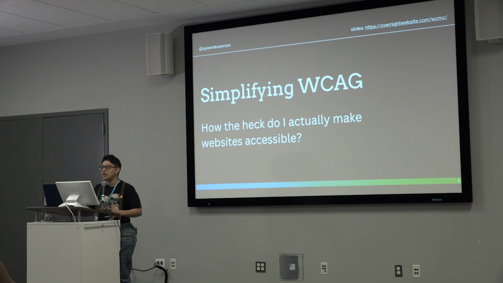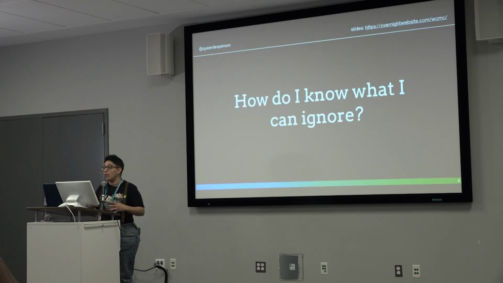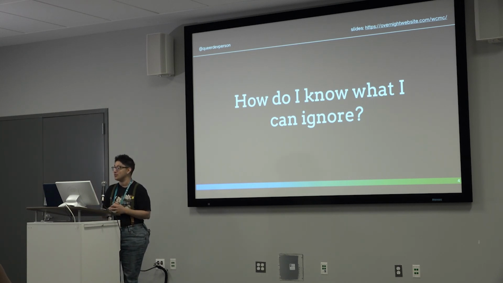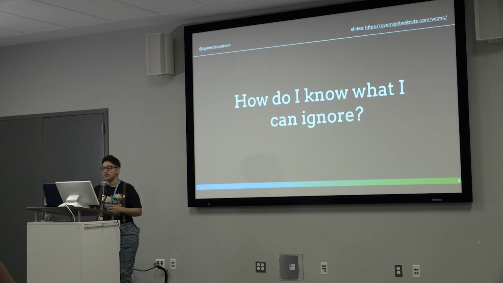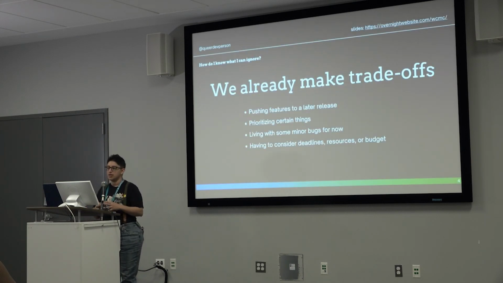So the big question is, do I have to follow every single guideline? How do I know what I can ignore? You can't possibly need to do every single little thing in there, right? Are there things that are just suggestions, maybe that aren't as important or that you don't have to do, maybe best practices, recommendations, nice to haves, all of these sort of buzzwords that we use when we're talking about projects and features. They're all valid questions. We already make trade-offs all the time on projects.